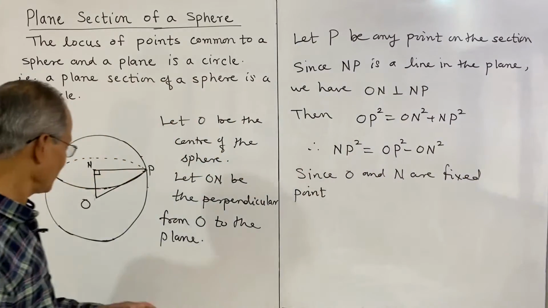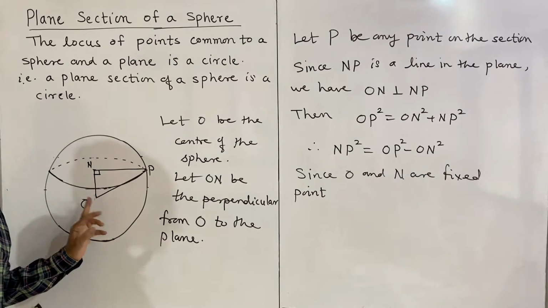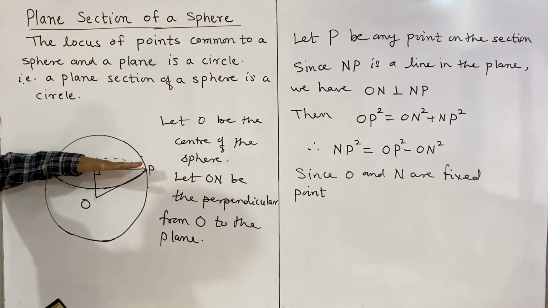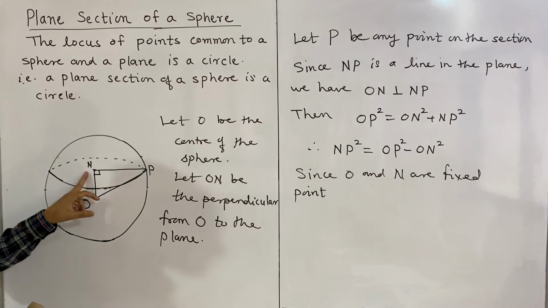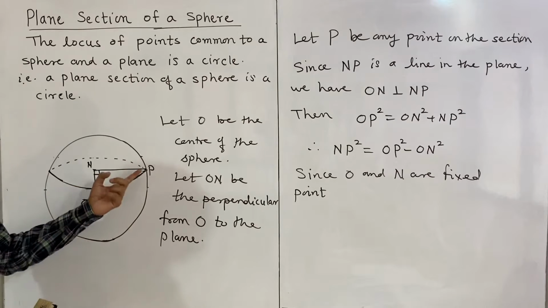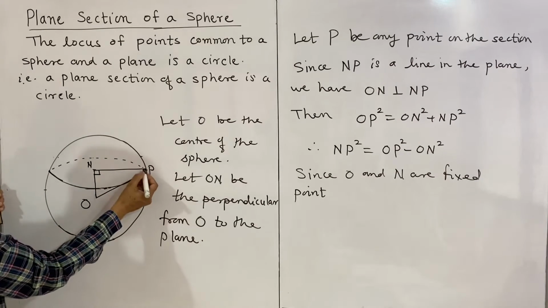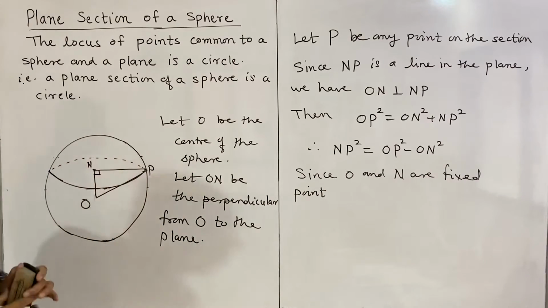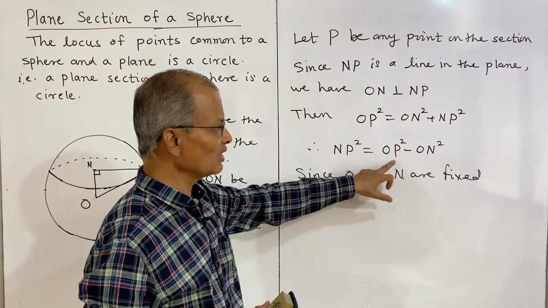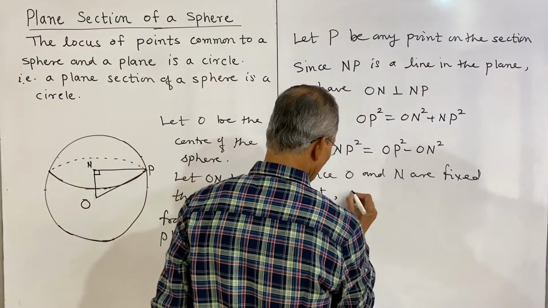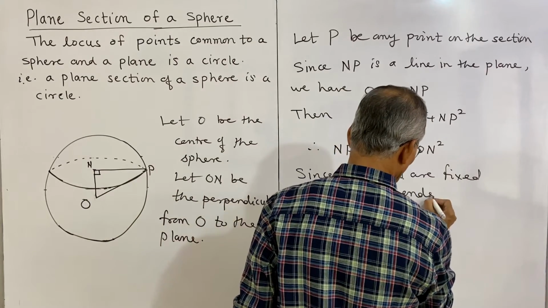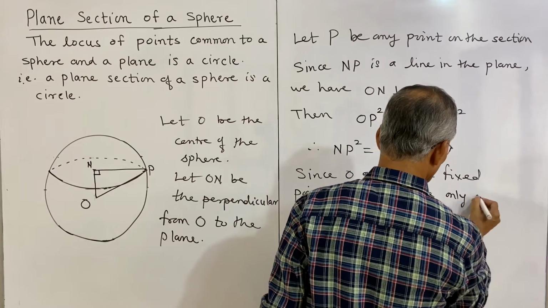Why are these fixed points? Because O is the center of the sphere, it is fixed, and we have drawn the perpendicular from O on the plane here. This is the plane we have to imagine, and that point is also fixed. It will not be a different point, it is a fixed point, only one point. O and N are only one point each, and what changes is P, as the point P can be taken anywhere in this section, so it moves like this, and therefore NP square depends only on the position of P.